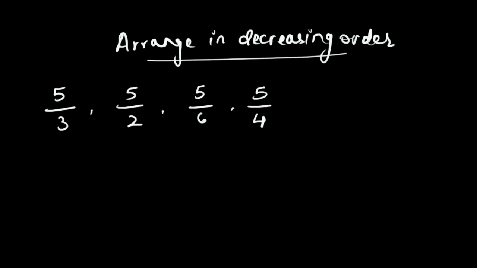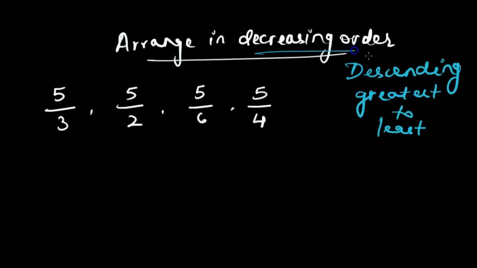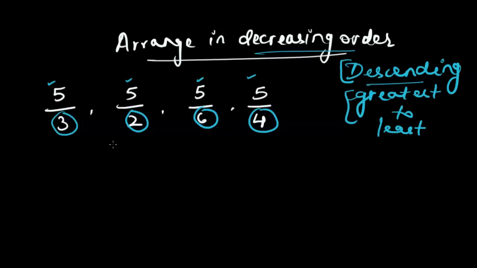Let's arrange the following fractions in decreasing order. Decreasing means descending. It also means going from greatest to least. So decreasing, descending, going from greatest to least, these all mean the same thing. Now whenever we have to arrange the fractions, we know we have to look if we have anything in common. In the previous example, we had denominators common. Here we notice that we have numerators common. If the numerators are same, then smaller is the denominator, greater is the fraction. So we compare 3, 2, 6 and 4. Numerators are same, smaller is the denominator, greatest is the fraction.